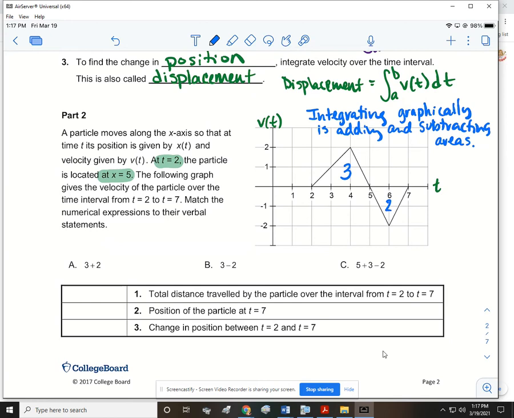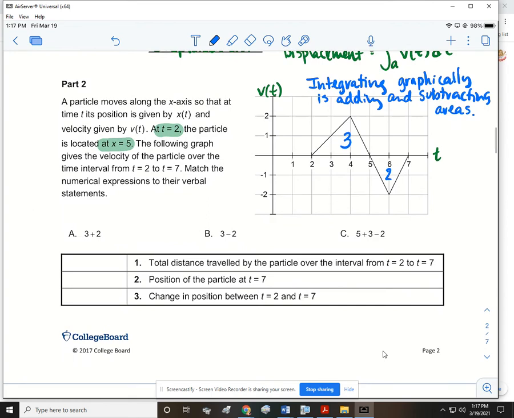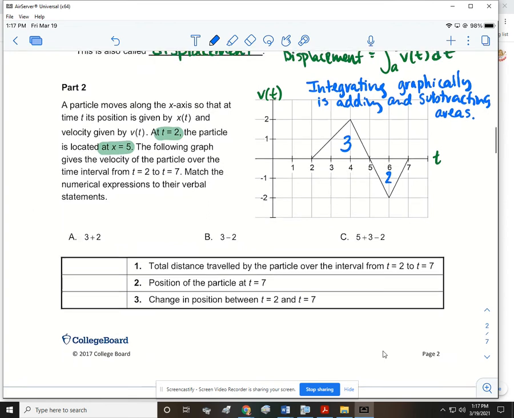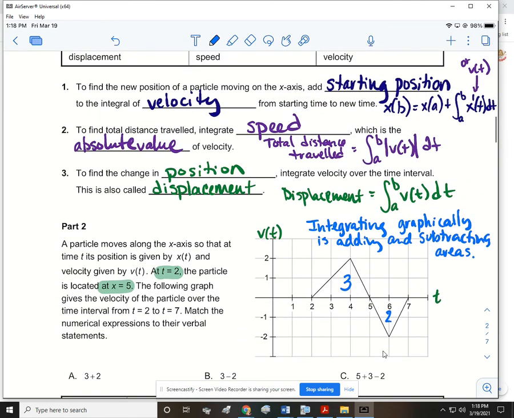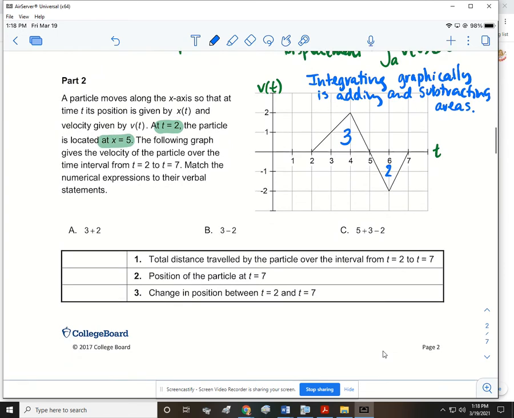All right. One asks us the total distance traveled by the particle over the interval from 2 to 7. So that's basically integrating it, but with the absolute value. So in that case, we wouldn't actually subtract the 2. We would do the absolute value. We would add it. So that's going to match up with A.